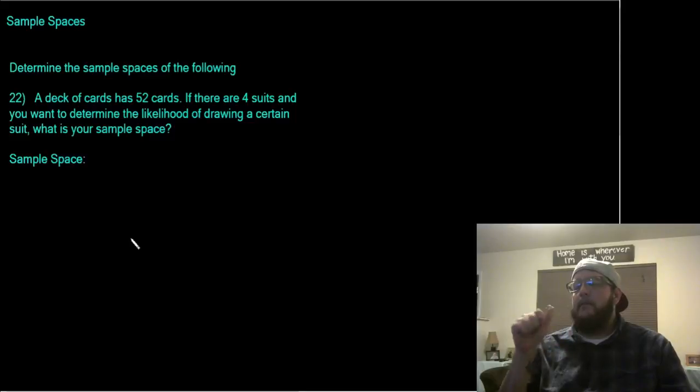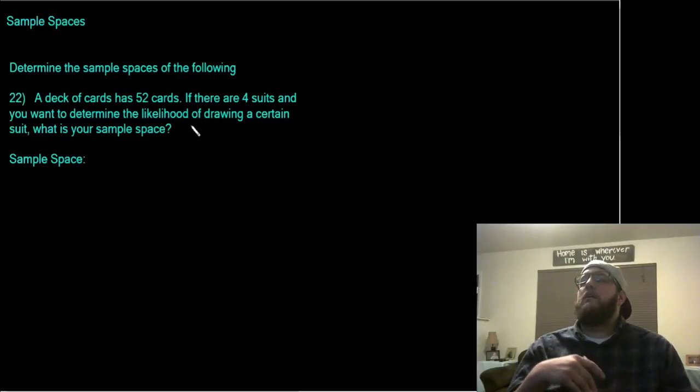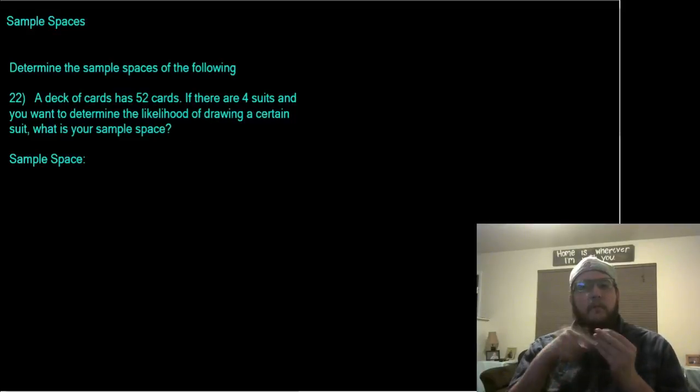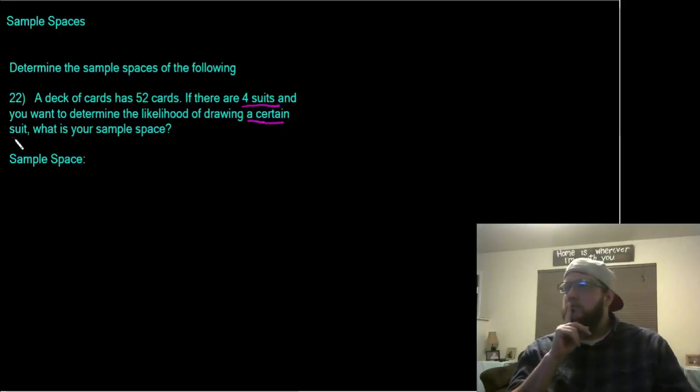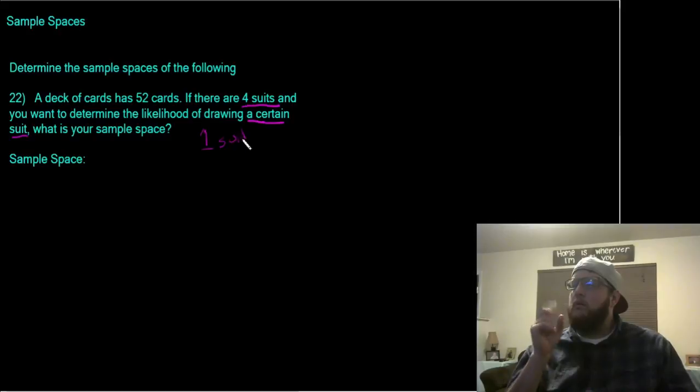Okay, sample spaces. Determine the sample space of the following. A deck of 52 cards. A deck of cards has 52 cards. You should already know that. We talked about that. If there are 4 suits, we also already know that. If there are 4 suits, and you want to determine the likelihood of drawing a certain suit. So a certain suit tells me it's one suit that we're after.